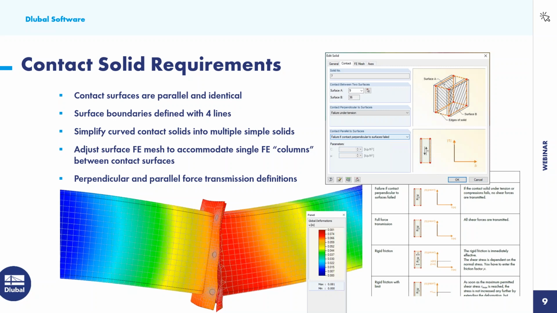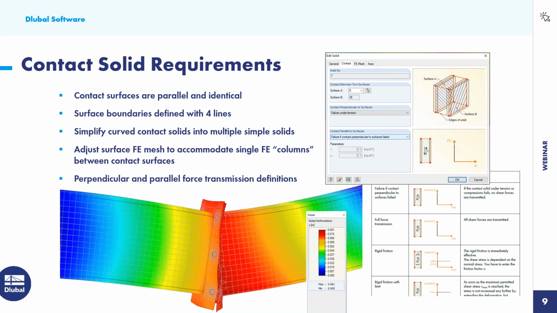Surface boundaries must be defined with 4 lines. So that means exactly 4 lines. It can't be defined with 3. It can't be defined with 5. If we have complex curved contact solids, what we'd want to do is to break this down into multiple simple solids instead and apply all these same rules.